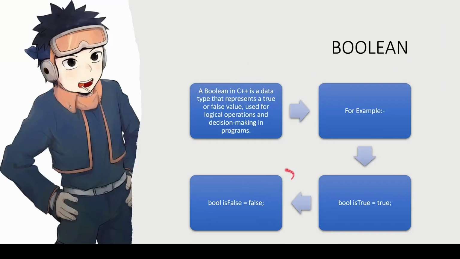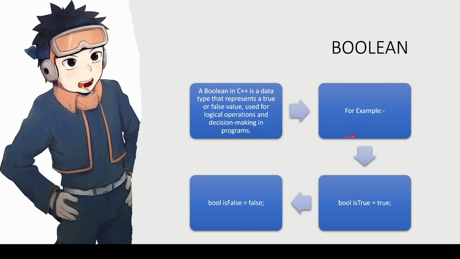So let's introduce each of these data types one by one. What is a boolean? A boolean in C++ is a data type that represents a true or false value. As I stated earlier, it represents only true or false. It is used for logical operations and decision making in programs. What is it used for? It is used for logical operation and decision making.